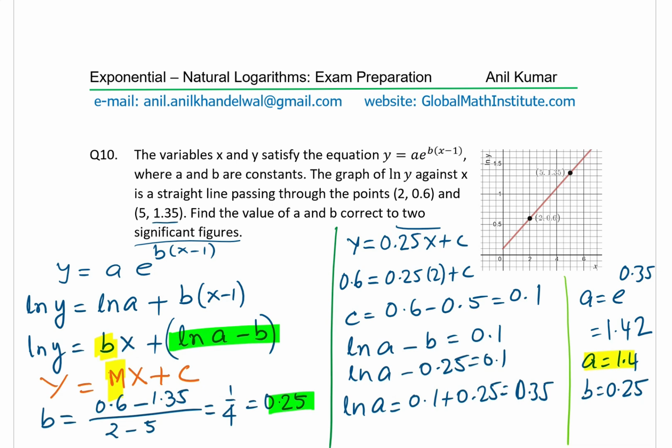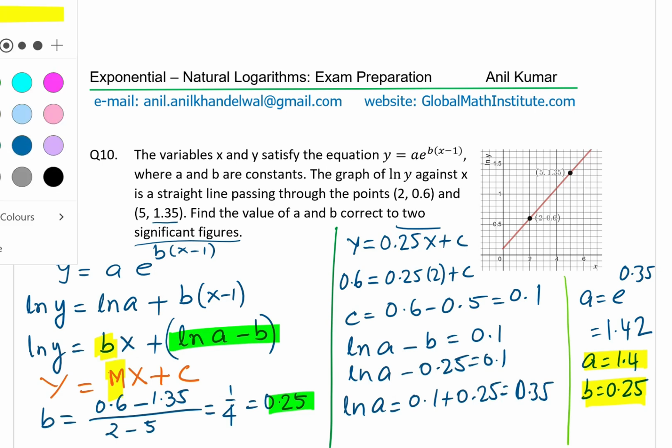Perfect. So I hope the steps are absolutely clear. Basically, we were given a function's graph, and this graph was between ln y and x. So it's an exponential equation. In that exponential equation, we found the gradient. The gradient was equal to b, and then the y-intercept was ln a minus b. So that helped to solve the equation. So that is how we are going to actually solve this question.